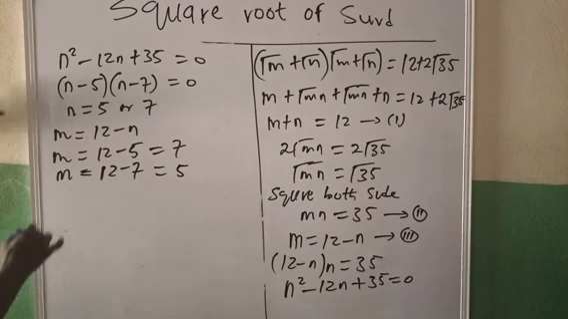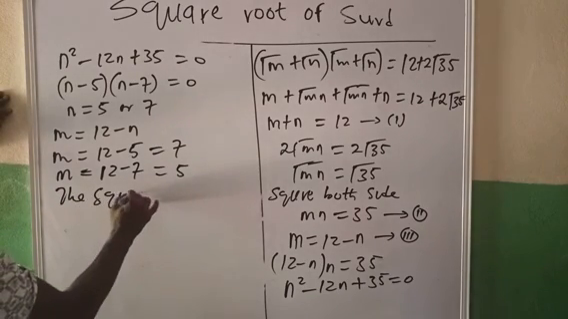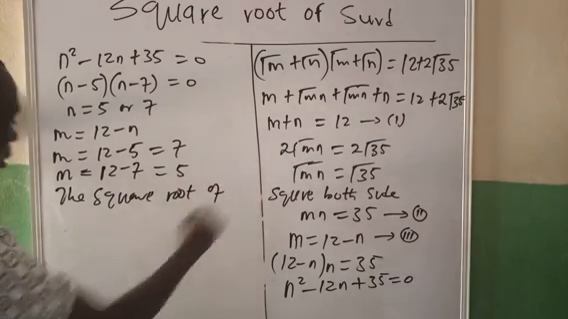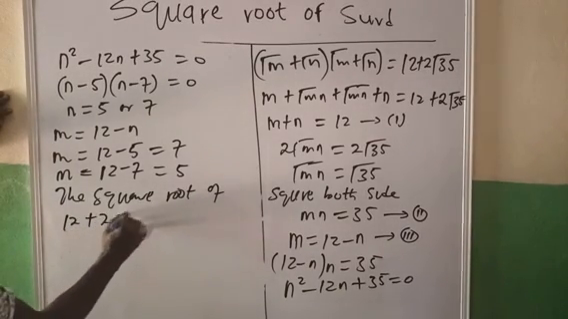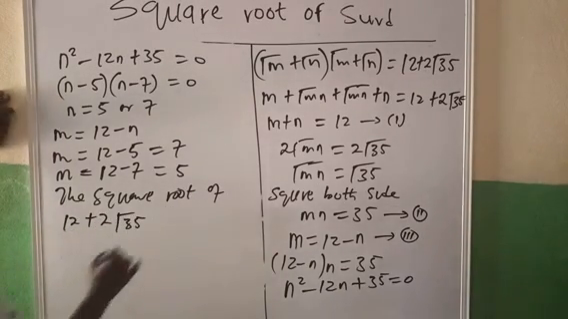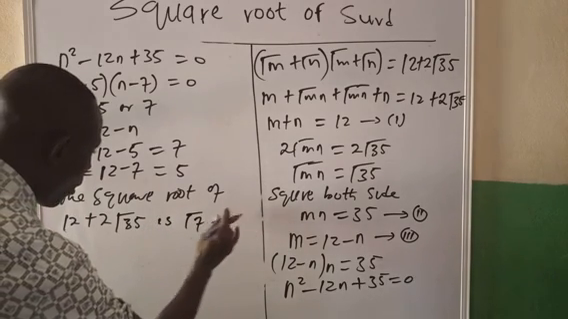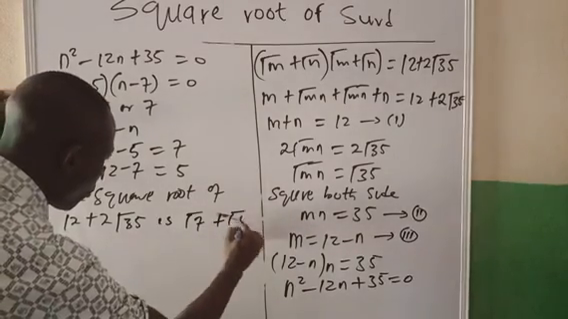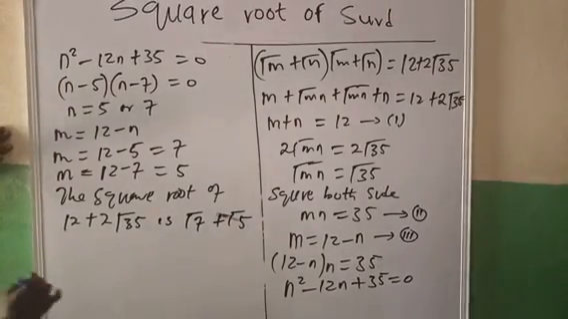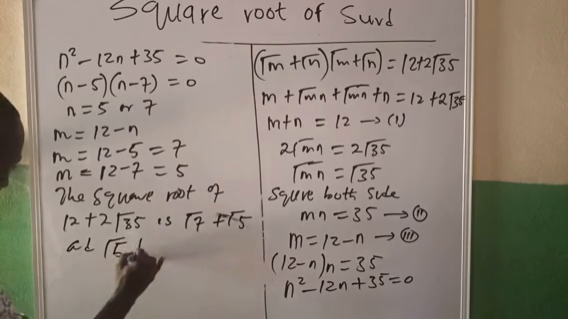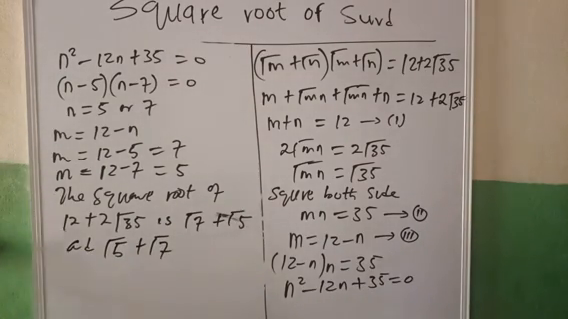So the square root of the surd, the square root of 12 plus 2 root 35, is root 7 plus root 5, or root 5 plus root 7. Anyhow you take it, because any of them can take the value of m or the value of n. So take note of that.